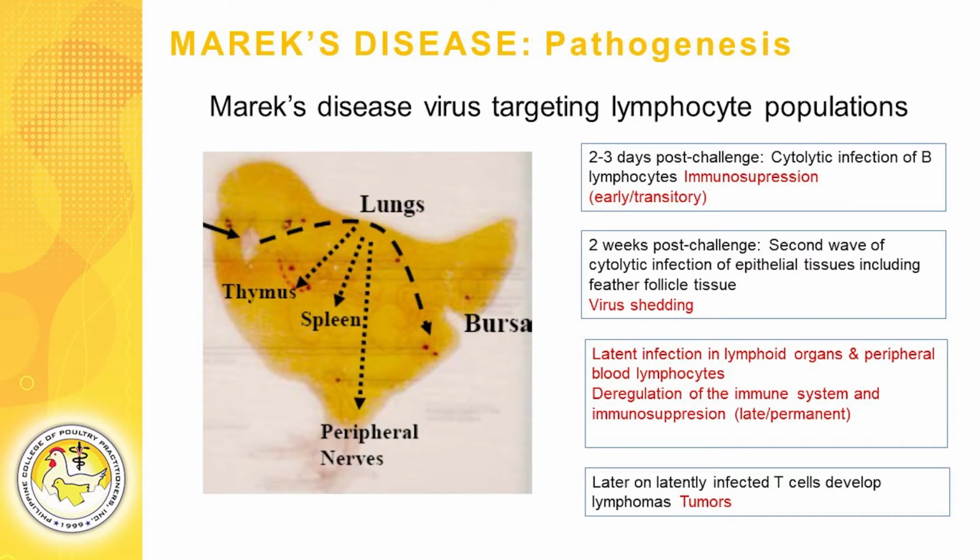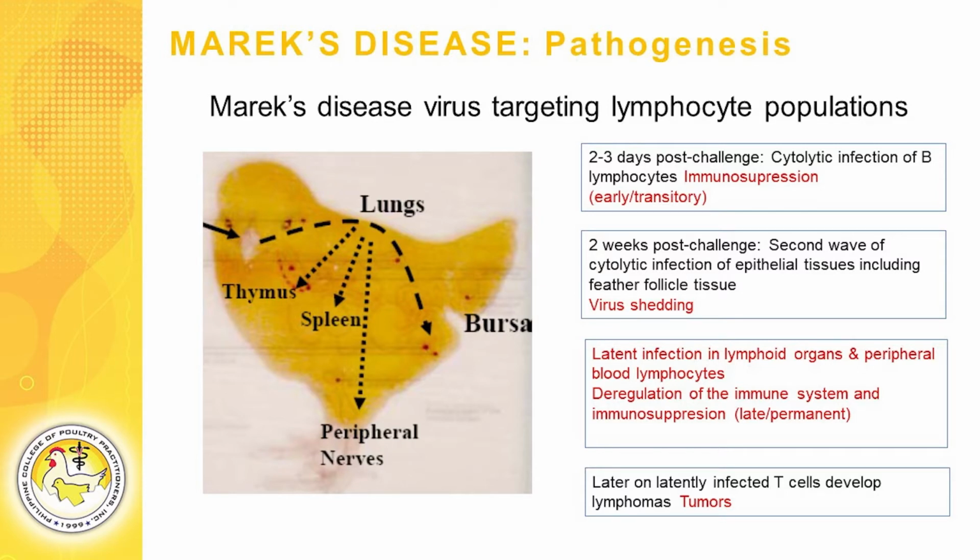A few words about the pathogenesis of the Marek's disease virus. It is in the environment, basically in the dust that is present in the poultry farms. This virus will be inhaled by the birds, and in the first days it will go into the B lymphocytes, causing in these lymphocytes a cytolytic infection that will result in immunosuppression, which will be more of the early transitory type.